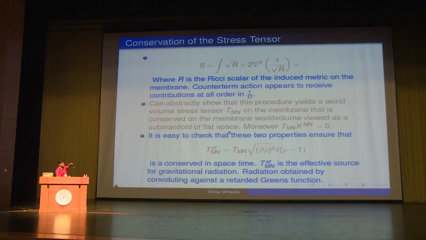So the clean way of continuing the solution to infinity is not to do the continuation directly, but to identify a stress tensor on the membrane, and then couple the stress tensor to external gravitons as usual by convoluting against the Green's function. This is a stress tensor that lives intrinsically on the world volume of the membrane, but it can be promoted to a space-time stress tensor by this construction. Our construction guarantees that the intrinsic membrane stress tensor is conserved as a world volume field. It turns out it also guarantees that T^{mn} K_{mn} is equal to 0, where K_{mn} is the extrinsic curvature of the membrane viewed as a submanifold of flat space. These two conditions turn out to guarantee that this space-time stress tensor is also conserved.